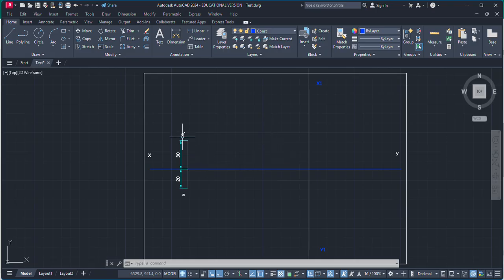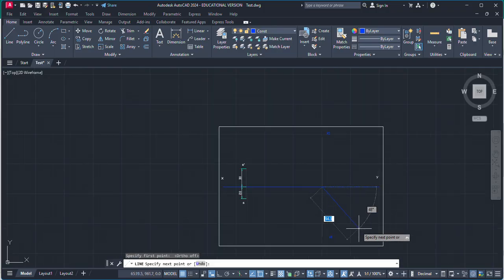Now to find out our side view of this point A, from the point of intersection of line x1 y1 and xy, we need to draw an inclined line which should be at 45 degree with the xy line, and it should be in the direction of top view. Top view is in the downward direction, so to the right side we will draw an inclined line which will be at 45 degree with the xy line.